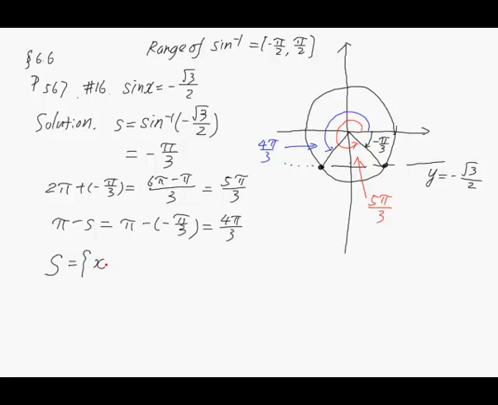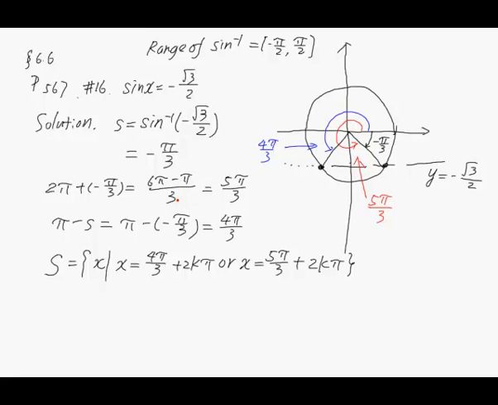This is a set of x such that either x is equal to, let me write this first, 4 pi over 3 plus 2k pi, or you have x equal to 5 pi over 3, another special solution, plus a multiple of 2 pi. And here k is an integer. So in this way, we find the solution set to this equation involving only the sine function. Any question?